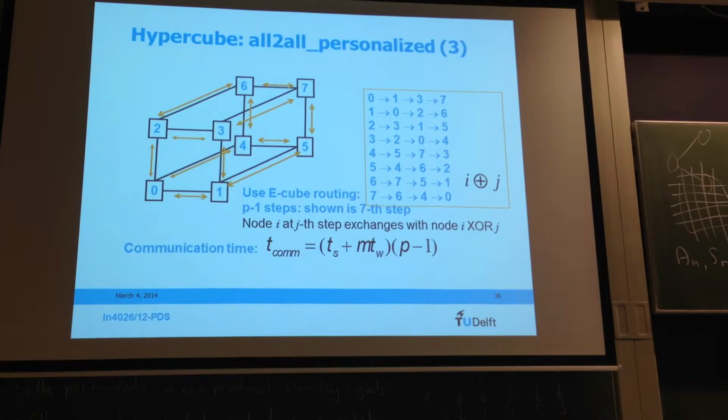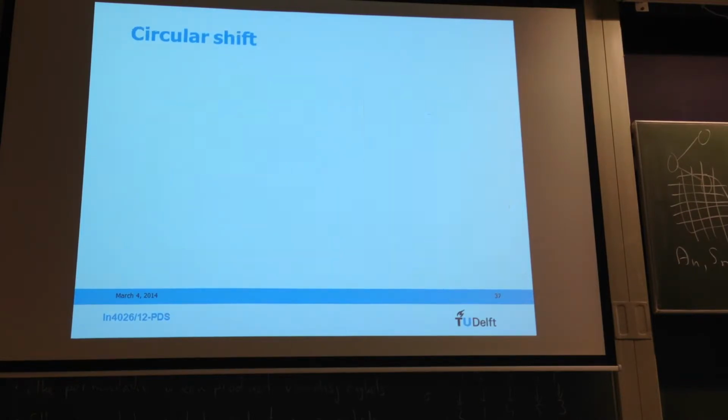Is this all? No, there's one communication pattern left, and that is circular shift. Sometimes we need to shift the data items we have a number of positions. And shifting occurs in many, for instance, imaging operations where you need to shift a mask or something like that over.